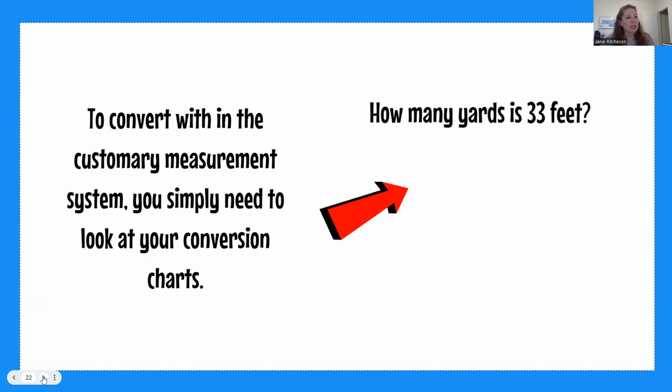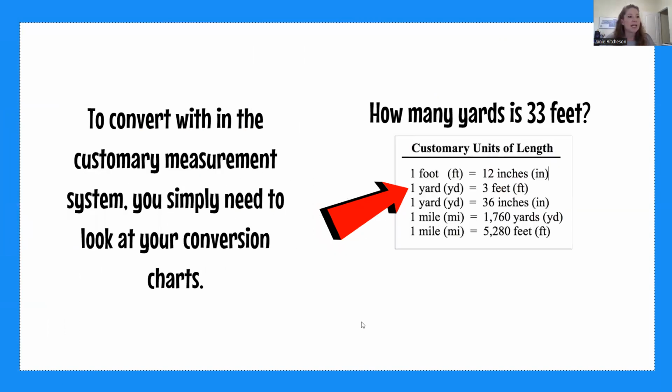All right, so here's our boxes again. We're going to look at our customary system again. The question is, how many yards are in 33 feet? So we know 33 feet, so we're going from small to yards, a larger. What is the rule from small to larger? Small to larger, we're going to multiply. So we need to find on our chart how many feet are in 1 yard. We're going from small to large.